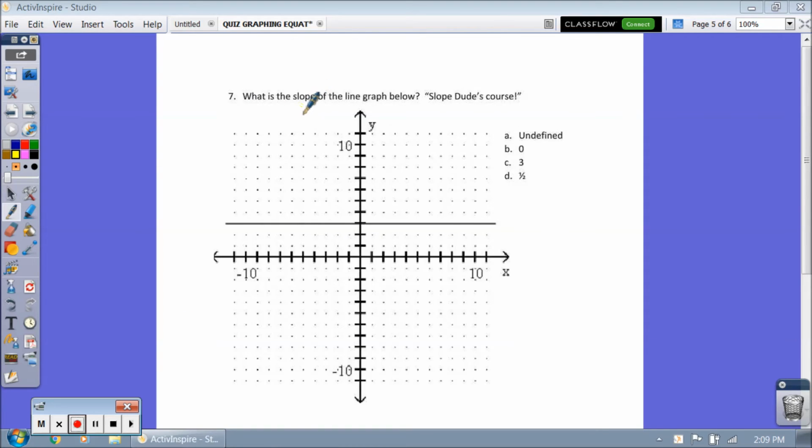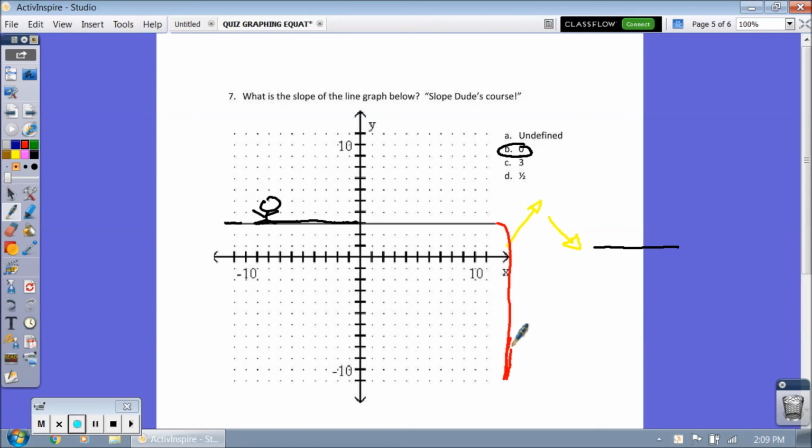7. What is the slope of the line graph below? Remember slope dude's course? This is positive, this is negative, and if you look at this line right here, this is 0 fun. If he's skiing along, well, he's a short little guy. That's not fun. This is 0 fun, so the slope is 0. If you put undefined, remember, undefined is at the very end where he goes, undefined, and he falls off the cliff. So this would be an undefined line, which I've drawn in red.